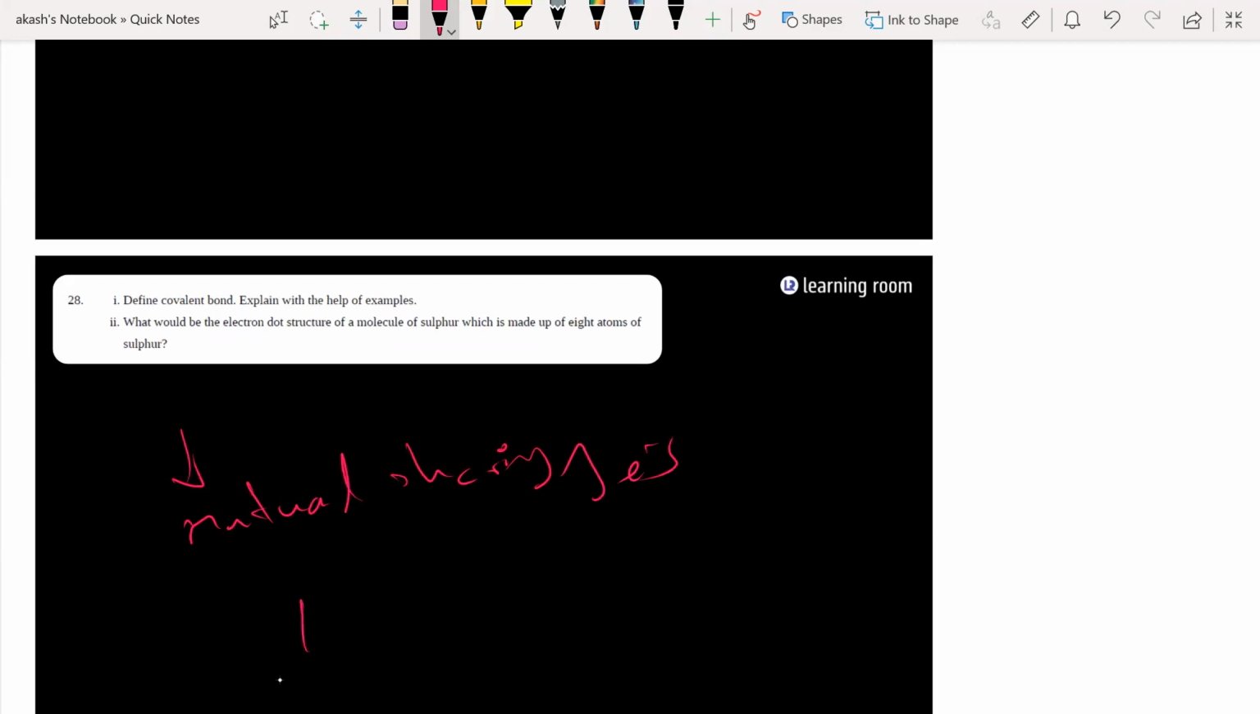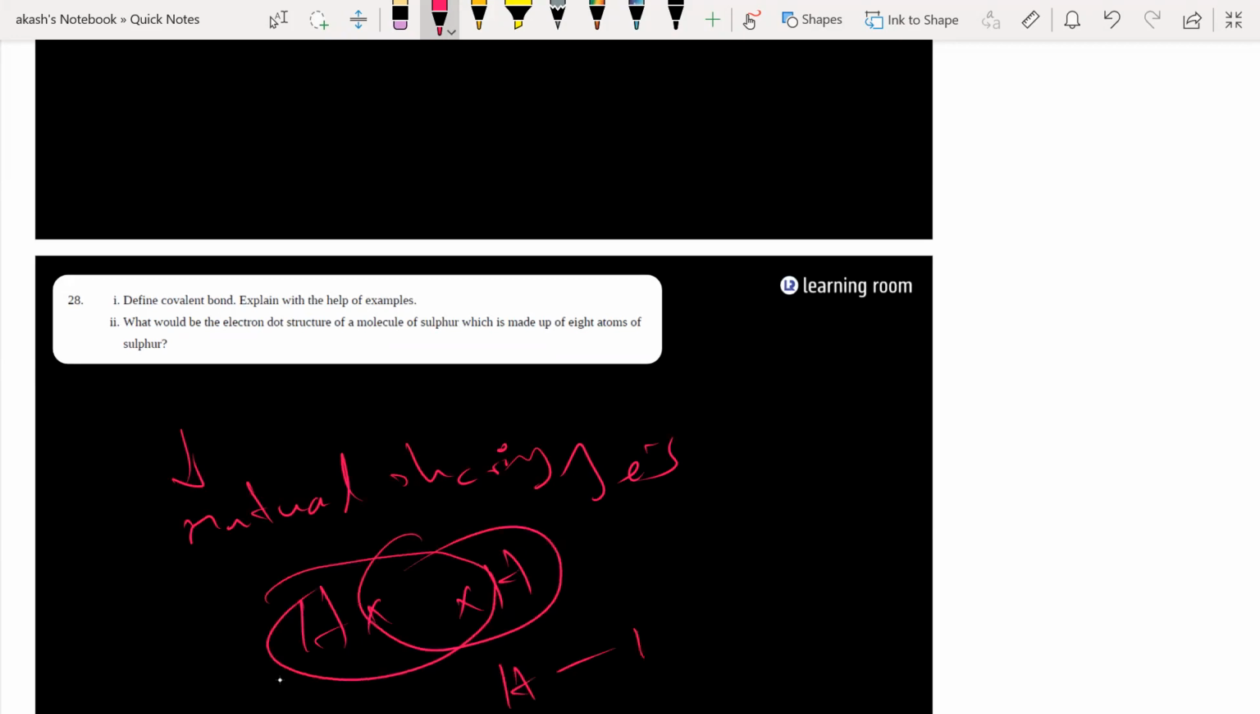Okay. Explain with the example. Say, for example, I'll take H2 molecule. I have one electron. This has to get duplet satisfied. This has to get duplet satisfied. So now both these electrons are shared between these two hydrogens, making a covalent bond. Like this will be able to explain.